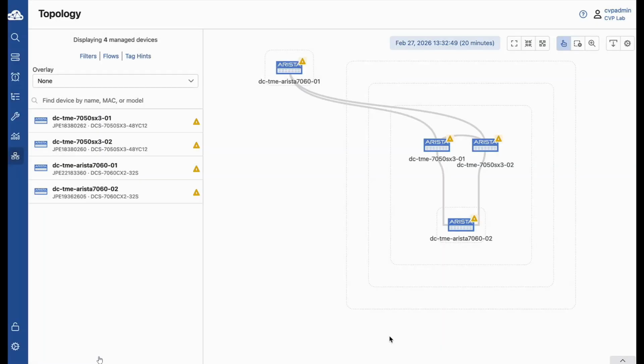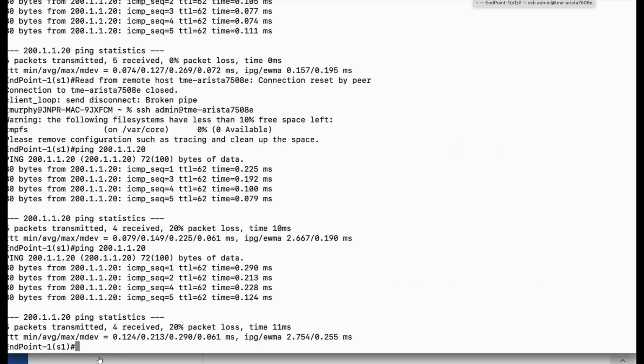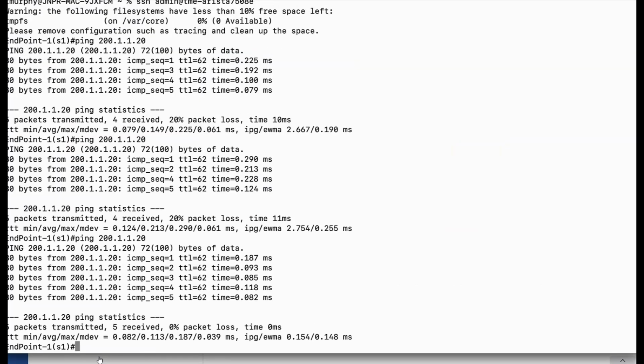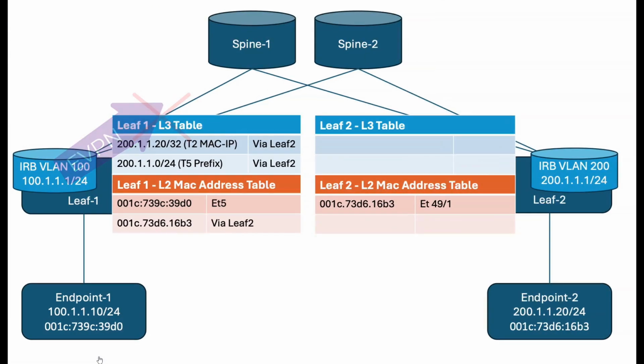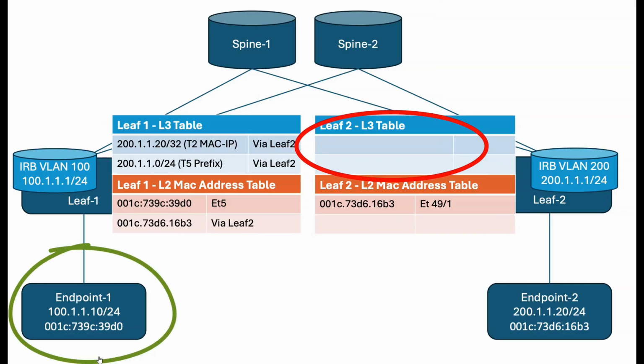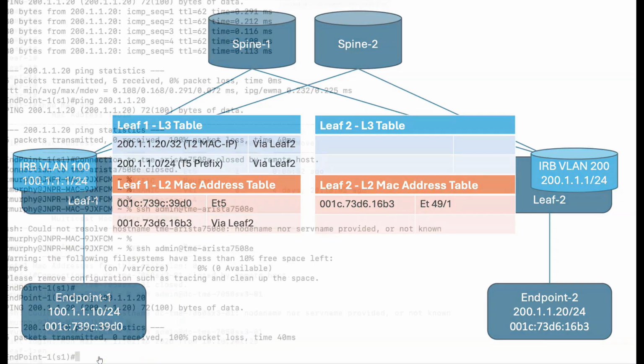Here we are looking at a 2-spine, 2-leaf VxLAN EVPN fabric built on Arista, managed by CloudVision Portal, and at this stage both endpoints can successfully ping one another. Now we will simulate a control plane failure that suppresses only the Type 2 and Type 5 advertisements from Leaf 1, while the endpoint connected to Leaf 1 remains operational and connected to the fabric. However, as a result, the endpoints can no longer ping one another.